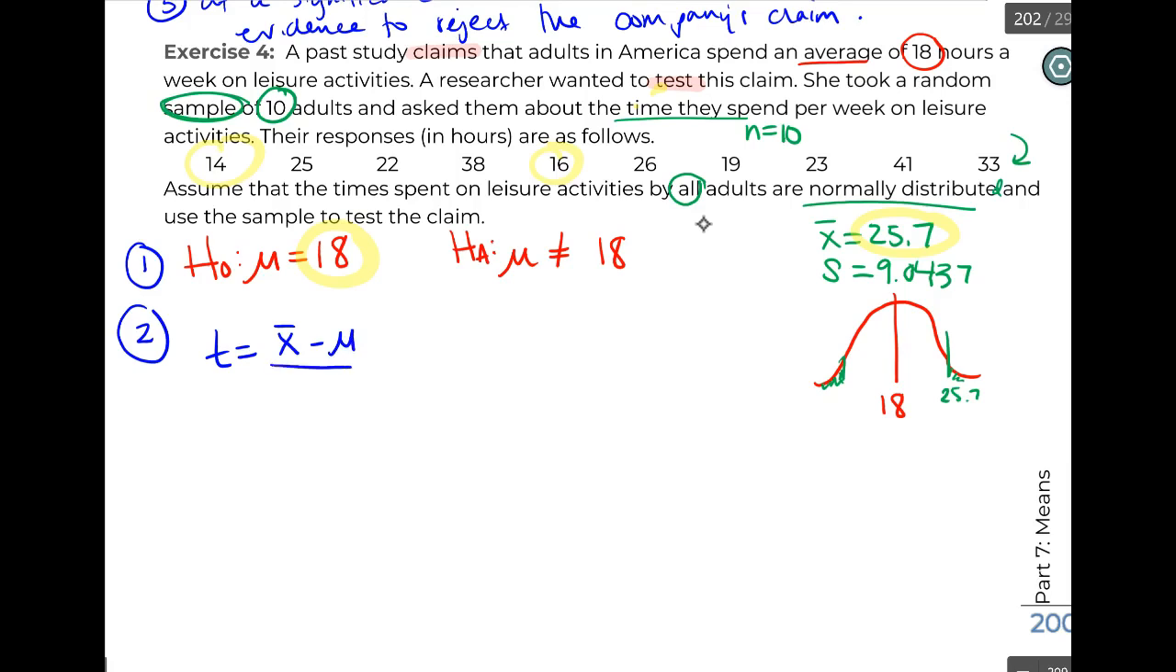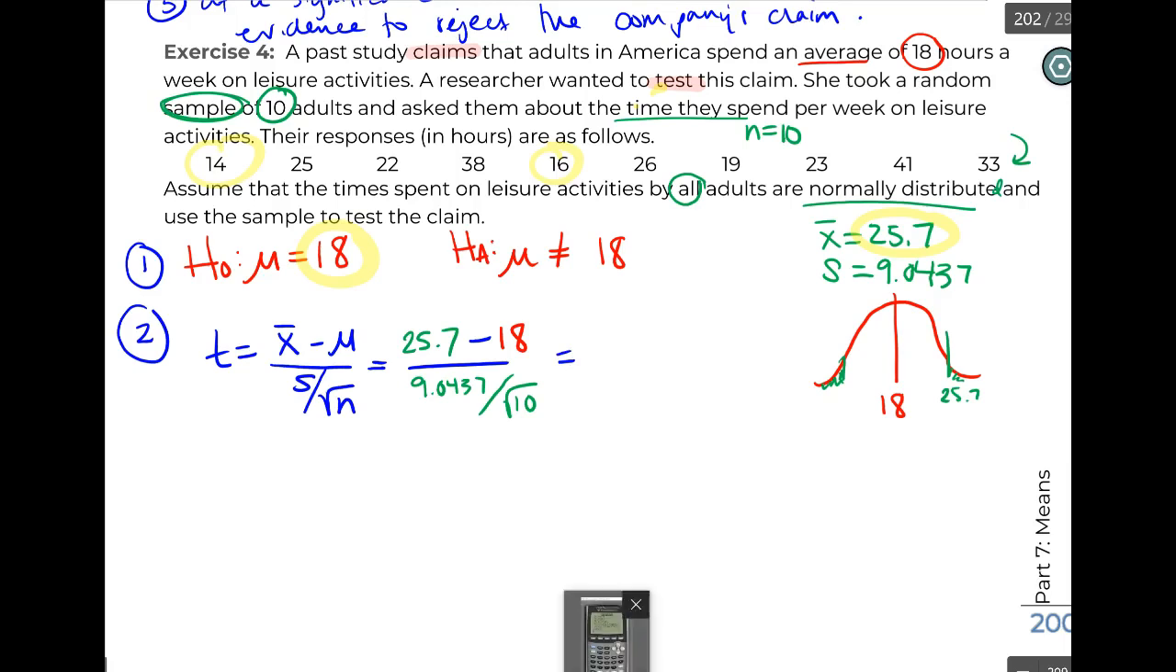So how far is that x bar from mu in terms of our standard deviation or standard error? That's 25.7. How far does that differ from 18, which will be a positive z-score or t-score, because that's what we're dealing with. And then we also have our standard deviation all over the square root of n. And those of you with the big calculator, you're just doing t-test.